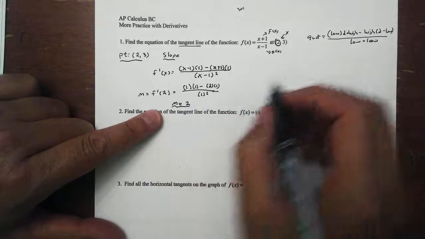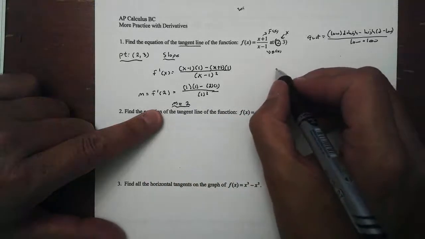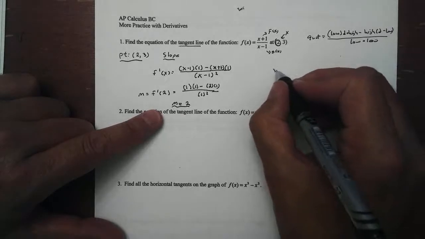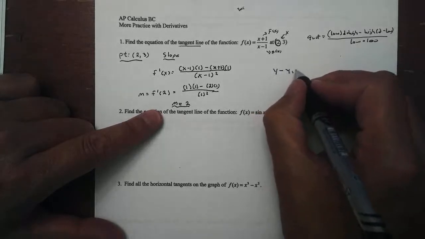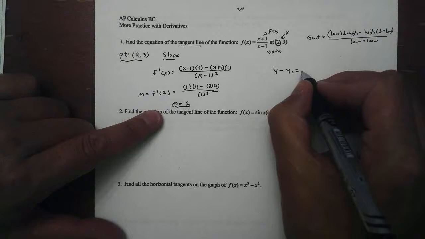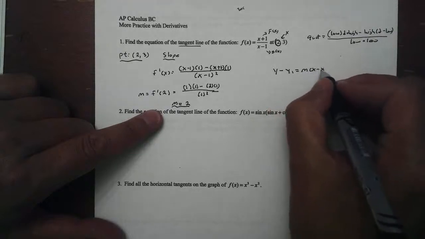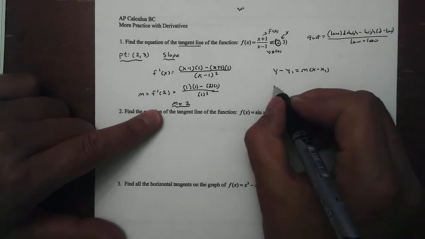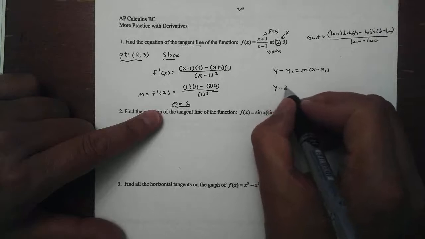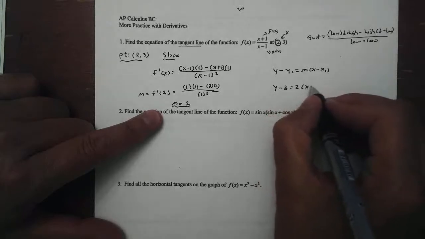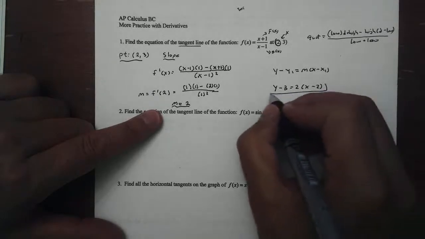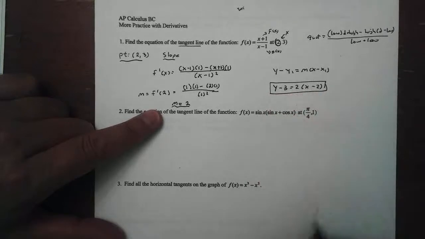So there's our slope. So the equation of our tangent line then, don't forget we can use point slope: y minus y1 equals m times x minus x1. So we would get y minus 3 equals 2 times x minus 2. And there's our tangent line.